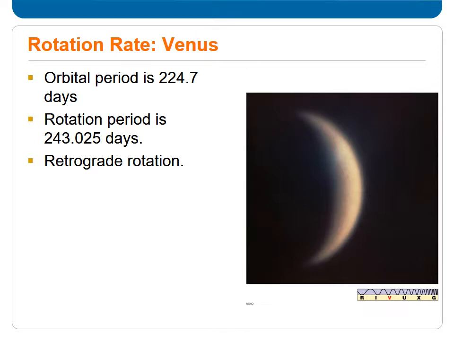Every 584 days, Venus completes an interior conjunction where it lies between Earth and the Sun. It is at this point that Venus makes the closest approach to Earth of any planet, at an average distance of 41 million kilometers.